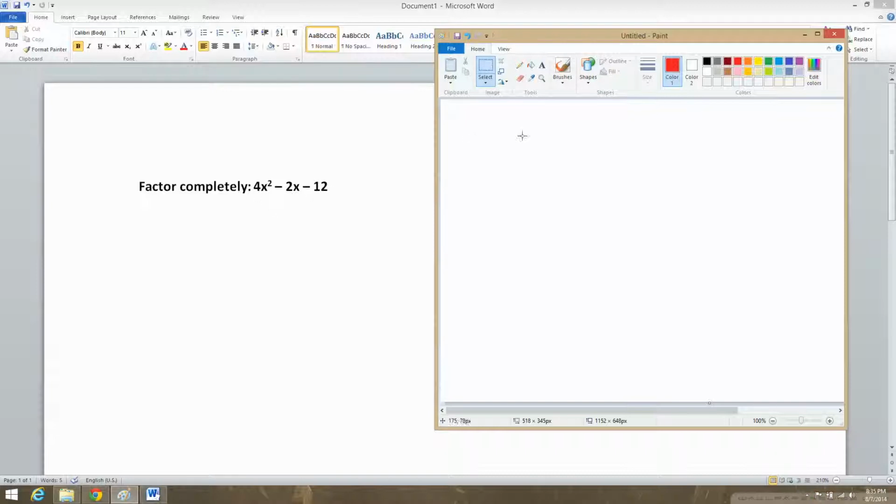So for example, if I want 4, it's going to be either 1 and 4 or 2 and 2, because 1 times 4 is 4 and 2 times 2 is 4. And for 12, it can be either 12 and 1, 6 and 2, or 4 and 3, because if you multiply them, they will all equal 12.